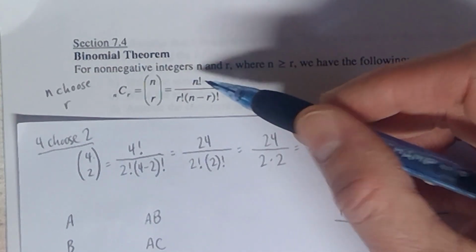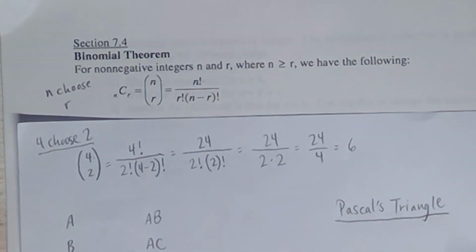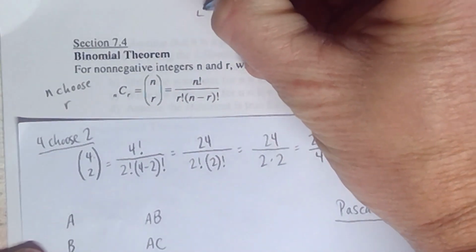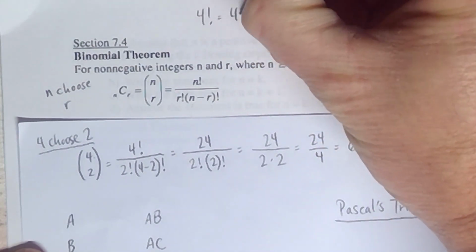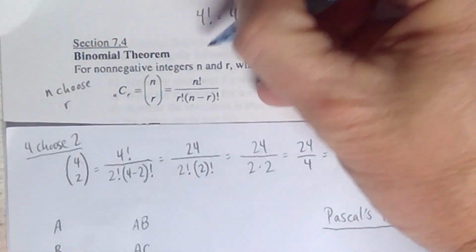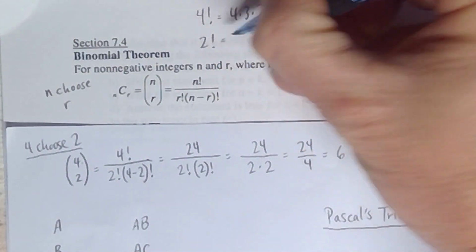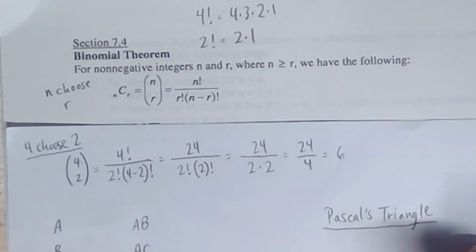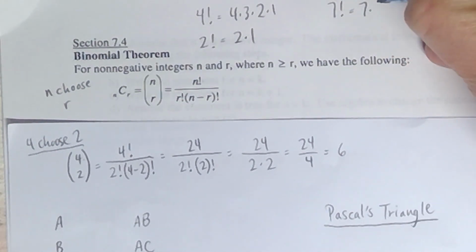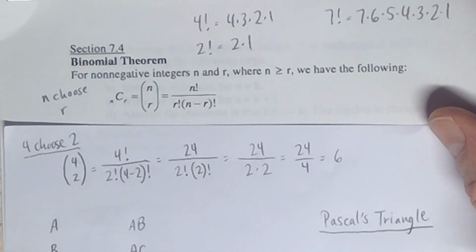But in math, the exclamation point is a reference to something totally different. Let's talk about that. 4 factorial, for example, is 4 times 3 times 2 times 1. 2 factorial is 2 times 1. You might be picking up on a pattern here. Let me show you one more just in case. What is 7 factorial? It's 7, 6, 5, 4, 3, 2, 1, all numbers being multiplied together.